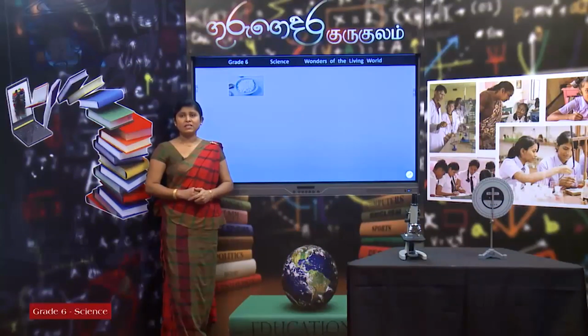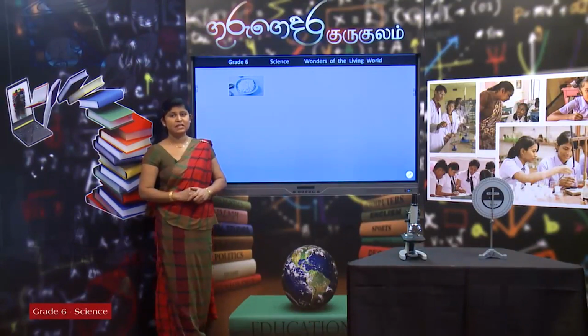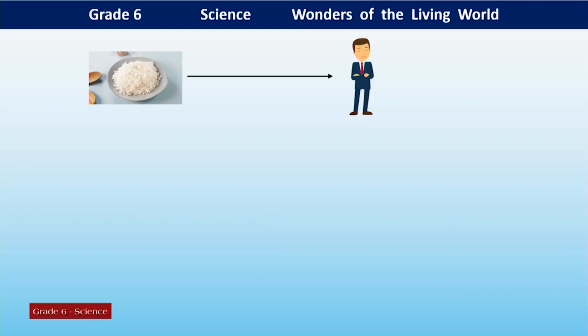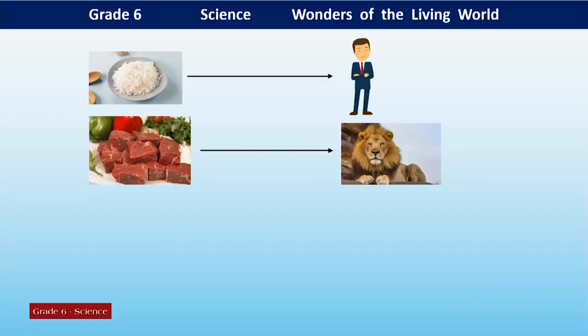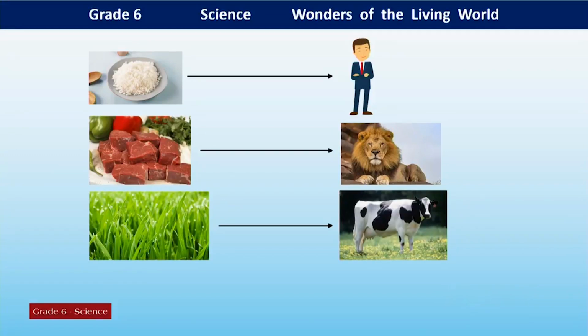The next topic is nutrition, but before talking about nutrition, we will see these pictures. You can see that the rice is eaten by the man. The man eats rice. Meat is eaten by the lion. The lion eats meat. Grass is eaten by the cow. The cow eats plants or grass.